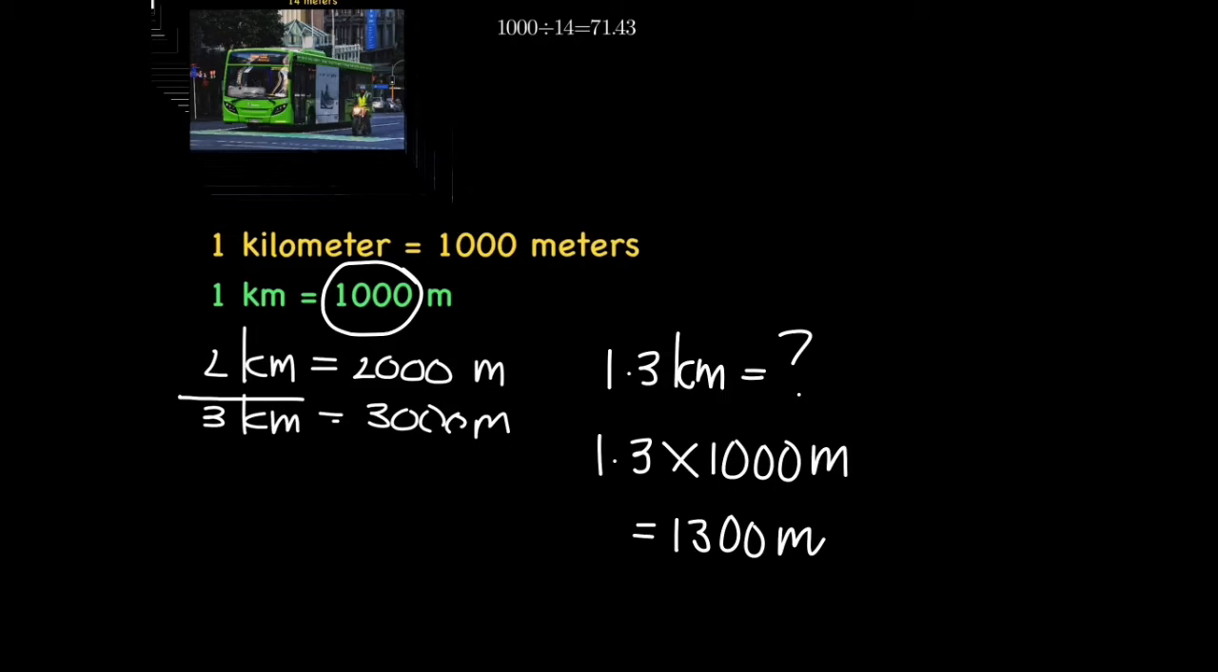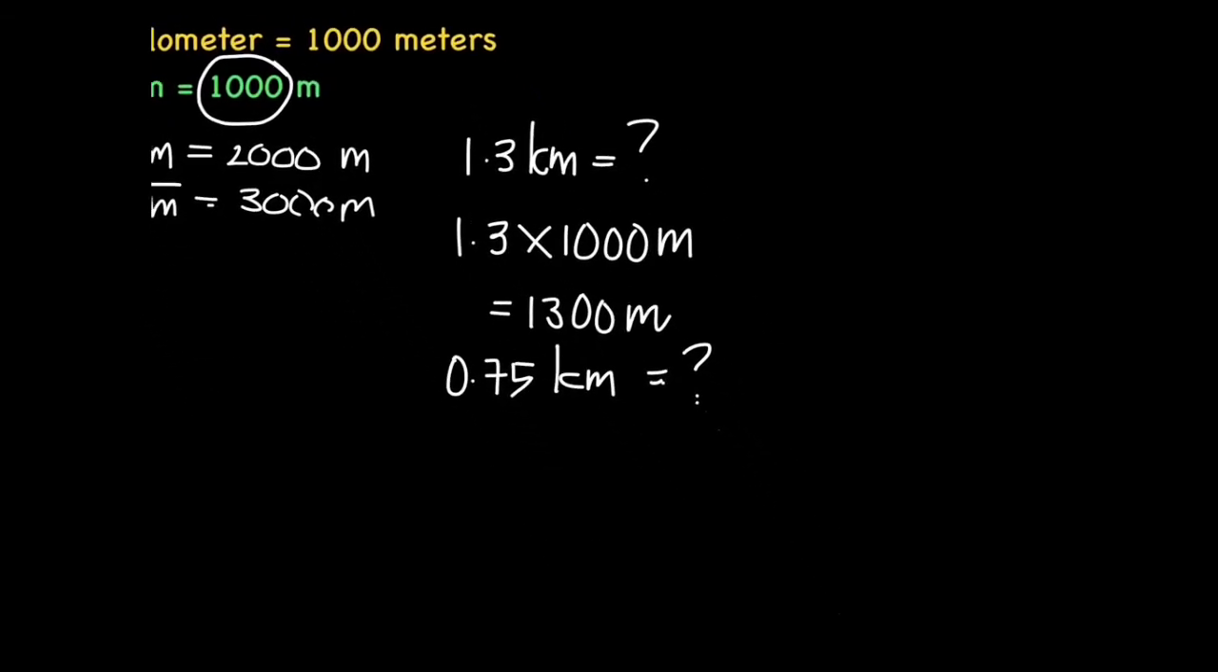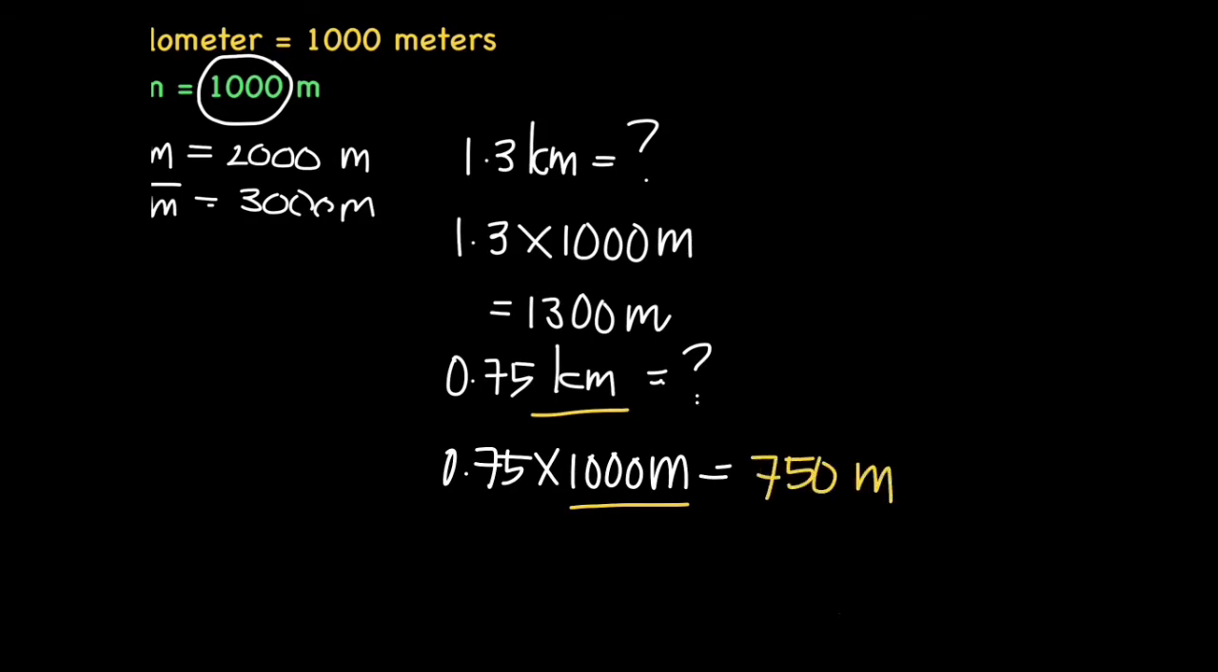In the same way, if I have 0.75 kilometers to be converted into meters, this means 0.75 times 1,000 meters, again because 1 km is 1,000 meters. 0.75 times 1,000 meters will be equal to 750 meters. Therefore, 0.75 km is 750 meters.